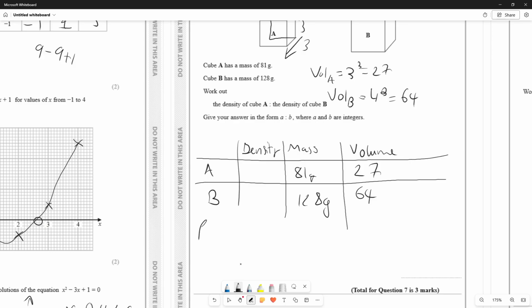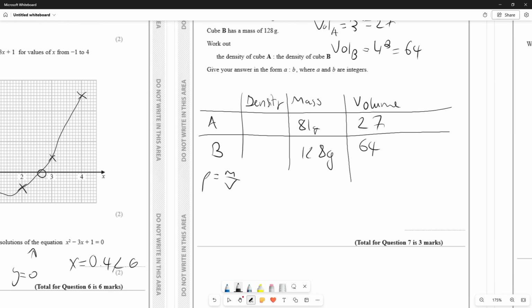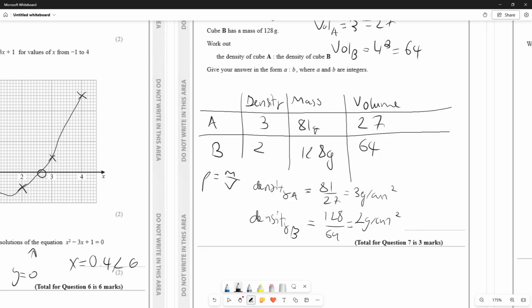Okay, now I can figure out density. So density is equal to mass over volume. That's just the Greek symbol for it, in case you're wondering. Anyways, let's figure them out. So 81 divided by 27. So you have the density of A and the density of B. Hopefully you understand this. Density of A is 81 over 27, which is equal to 3 grams per centimeter cubed. And we have 128 over 64, which is equal to 2 grams per centimeter cubed. So we have 3, 2. And that gives us a ratio from density of A to B of 3 to 2.